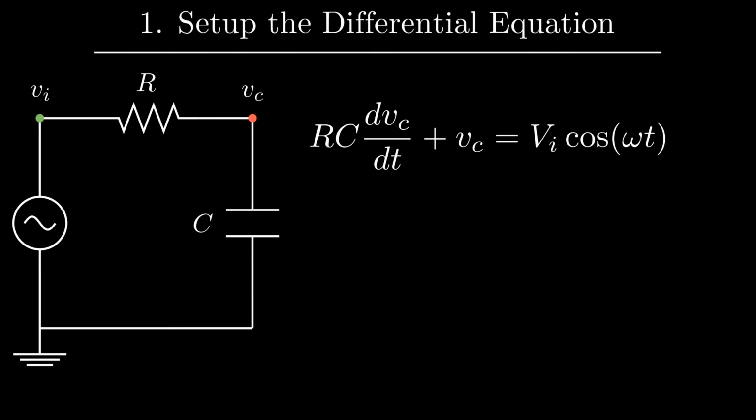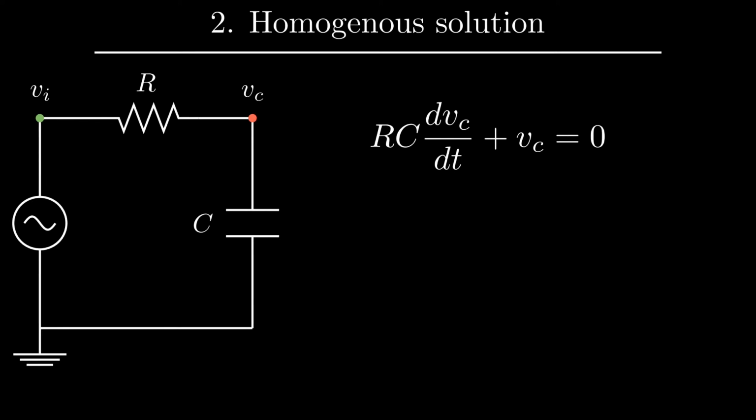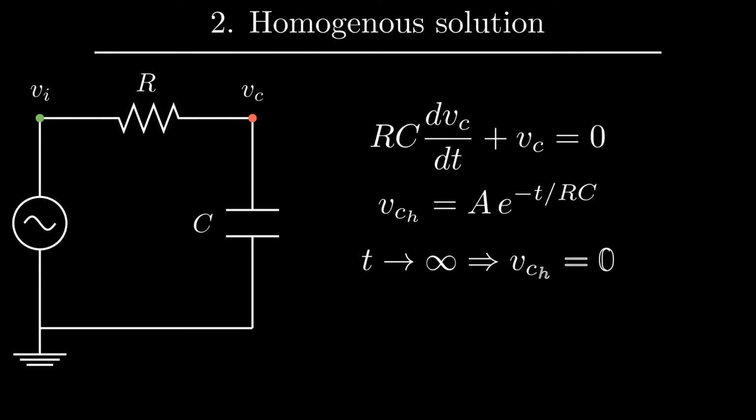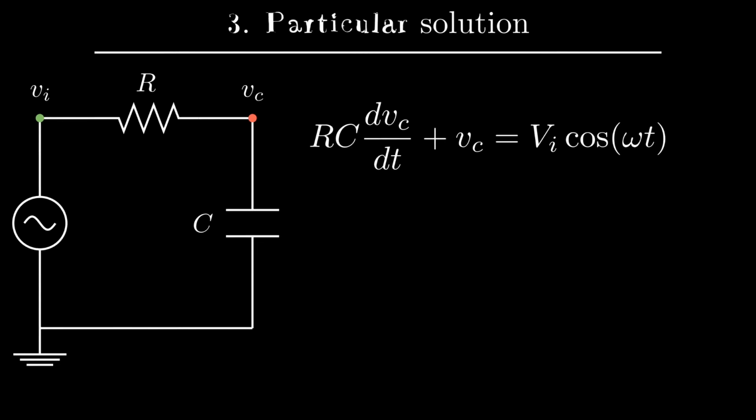Let's move on to step 2. To find the homogeneous solution, make the excitation 0 and just directly integrate the equation. The homogeneous solution is equal to some constant A times e power minus t by RC. But note, the objective is to find a steady state solution, which means we are looking at the circuit after a long time. As the homogeneous solution is just a decaying exponential, it dies out. So it's 0.